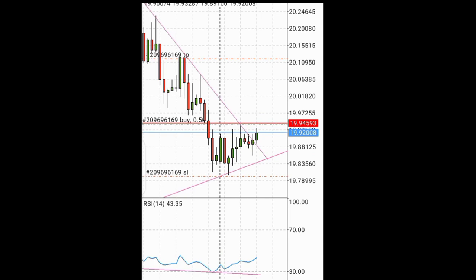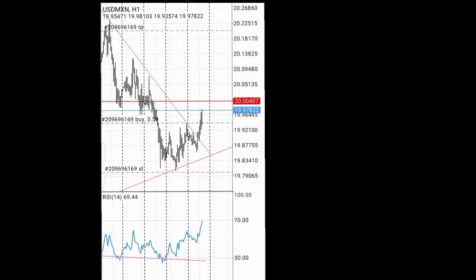So this is my order. It has been placed, and my stop is just below the structure, and my take profit is just at the next structure. So here is the trade.